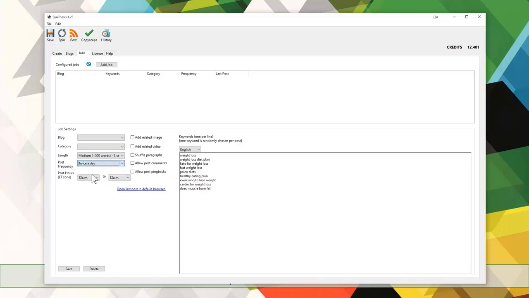If I put twice a day, which I don't recommend unless you've got a massive, massive list, that would be used up, that list, in 4 days. The other thing is, once you've finished this, let's say you've got all nine articles created, you can delete the job and start a new one.